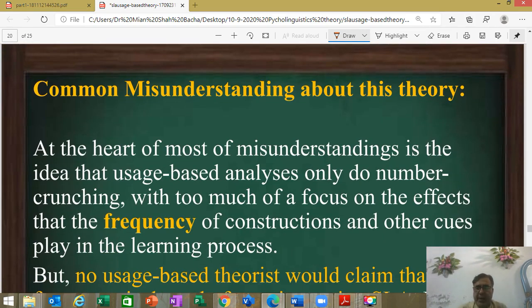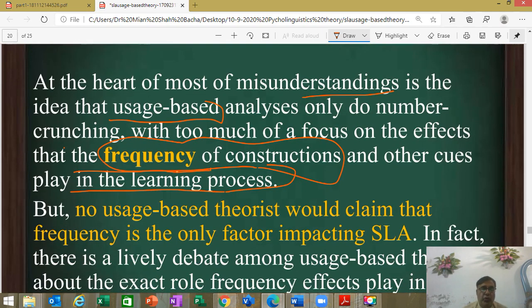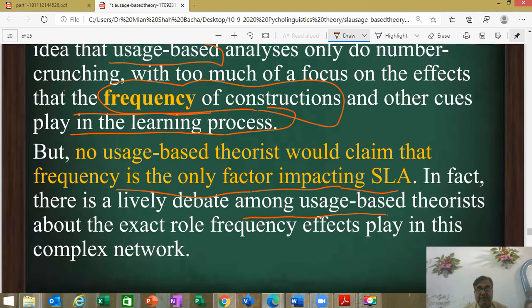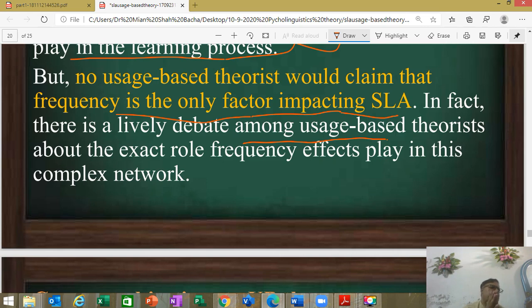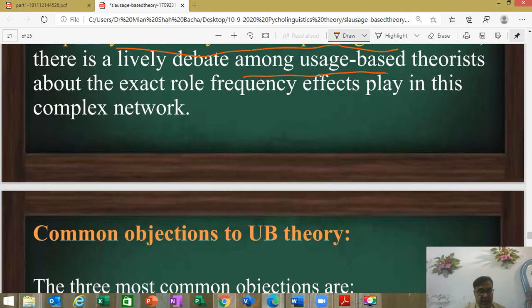Then there are some common misunderstandings about this theory. At the heart of most misunderstanding is the idea that usage-based analysis only does number crunching, with too much focus on the effects of frequency of constructions, meaning the constructions that are frequently repeated, and the role frequency plays in the learning process. But remember, no usage-based theorist would claim that frequency is the only factor impacting SLA. In fact, there is a lively debate among usage-based theorists about the exact role frequency effects play in the complex network. You can see that the debate is still going on there. Nothing can be said with perfect certainty, but still we can say that the debate is going on.